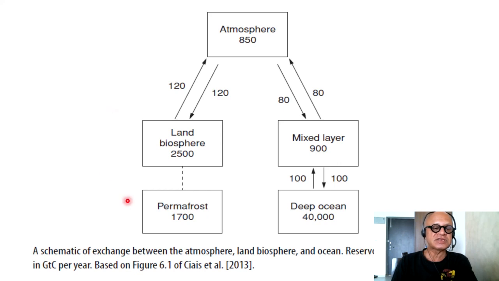So here we'll just touch upon a few points we have looked at from a slightly different perspective, which is always useful. So this is a schematic of exchange between the atmosphere, land biosphere, and ocean. Reservoirs are in gigaton carbon. Again, remember always there is a conversion factor between carbon and CO2, carbon dioxide. Fluxes are in gigaton carbon per year. So this is from this paper here.